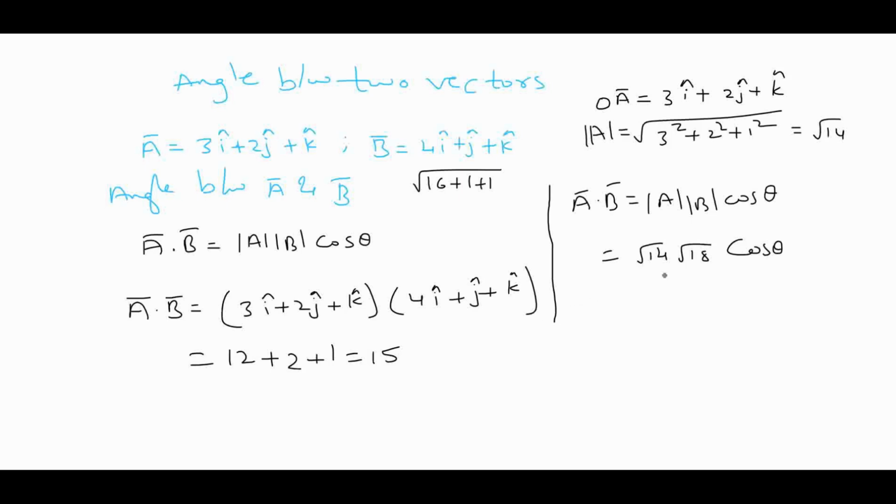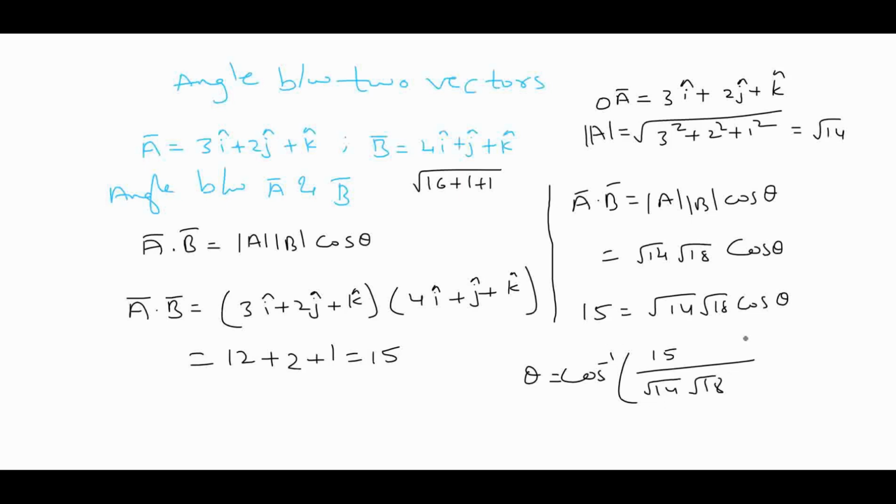Now these two are equal. 15 is equal to root 14 into root 18 cos theta. Theta is equal to cos inverse of 15 by root 14 into root 18. You may calculate this, and you will get the angle between the two vectors. So this is pretty easy, and it can be done very quickly. Just calculate the magnitude of A and B, and then do the dot product. Then equate them and solve for angle theta. You will get that.